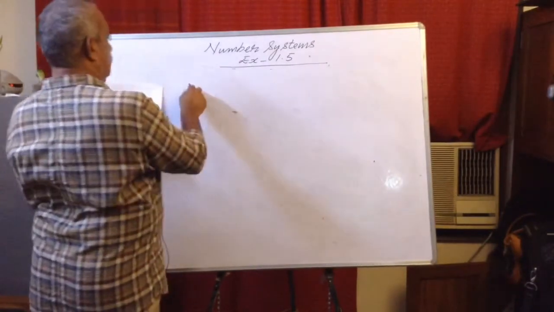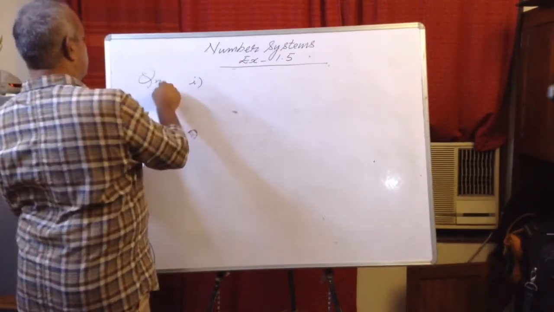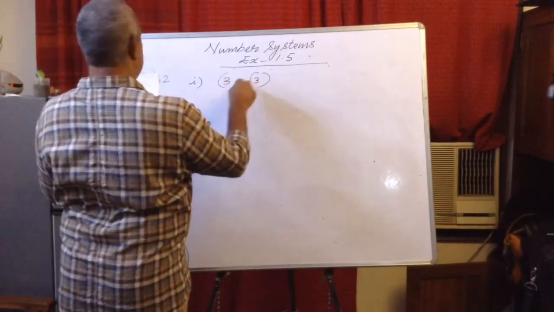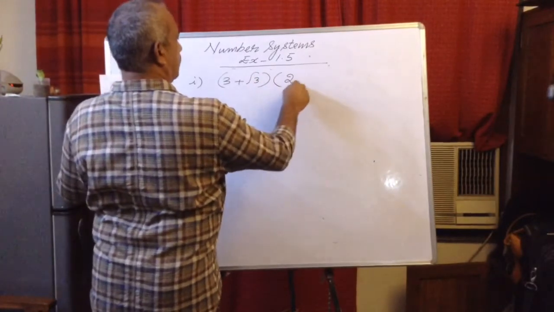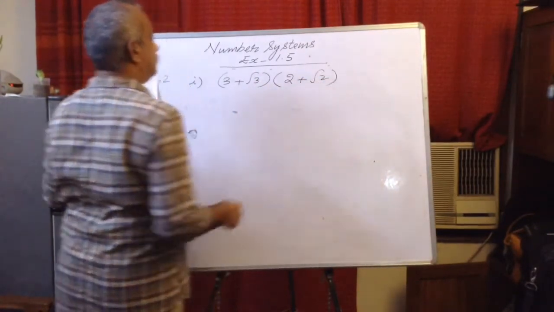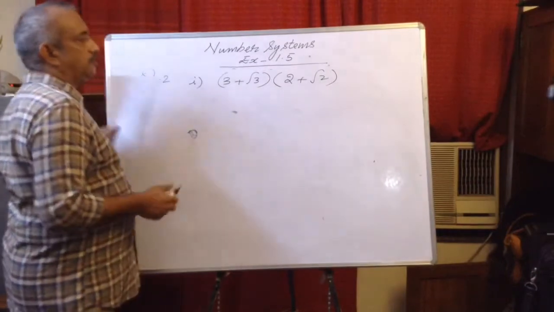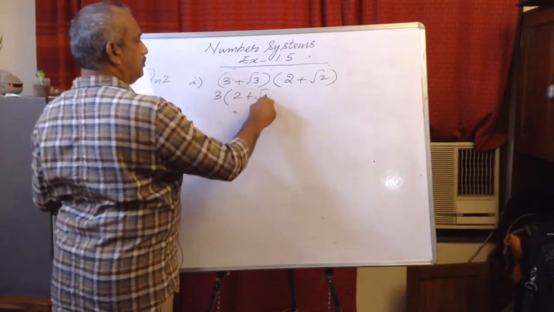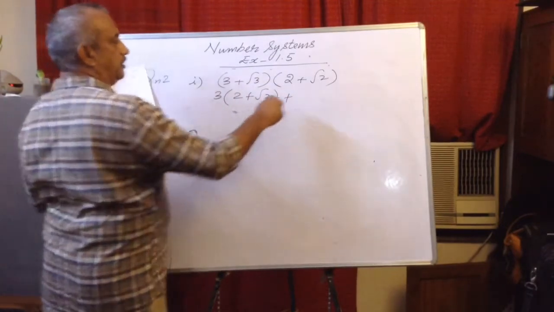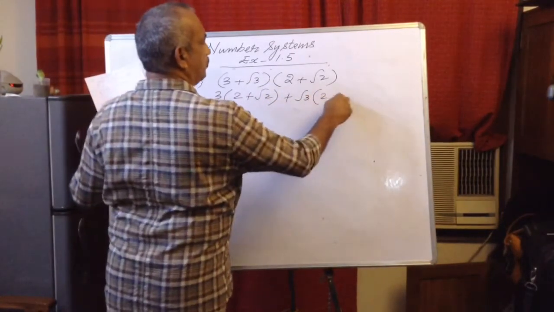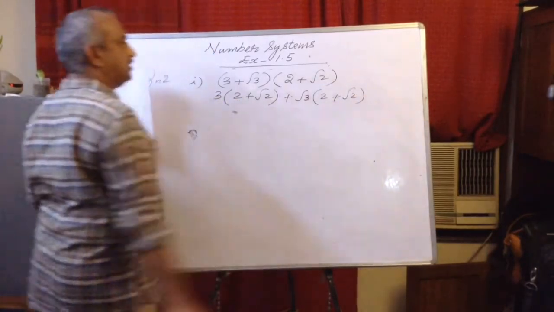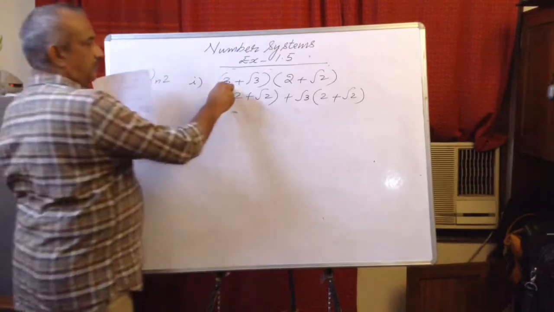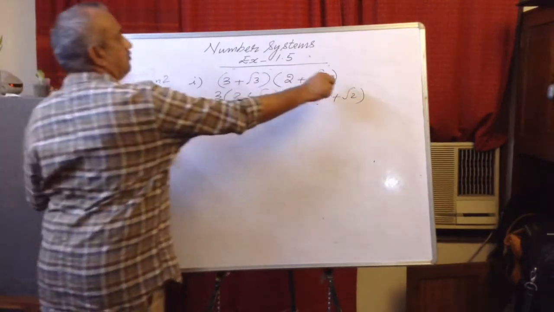Say first one, question number 2, 3 plus root 3 into 2 plus root 2. You have to just simplify only. Open the bracket. First we will multiply 3 into 2 plus root 2, plus then root 3 into 2 plus root 2. We will multiply both the terms in the second bracket by each term in the first bracket. First we are going to multiply by 3, then we are going to multiply by root 3.